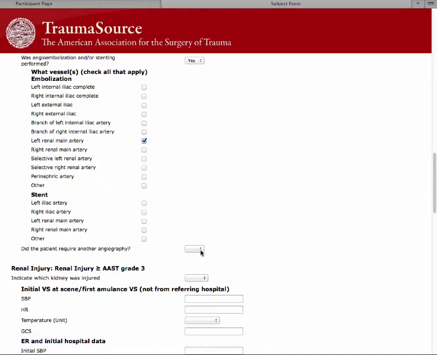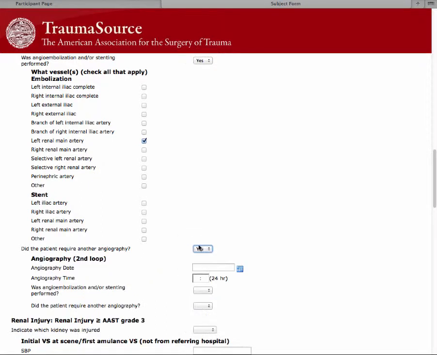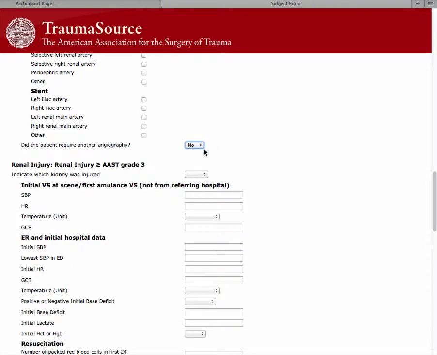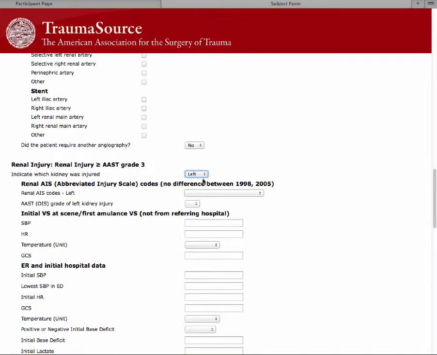Did the patient require another angiography? In this case, no. If we had checked yes, like the patient was bleeding and then underwent another angiography a day later, then it would bring up another loop of this angiography to talk about the specifics. So in this case, no. So which kidney was injured? We said this was the left side, and the patient also had a splenic injury on that side.